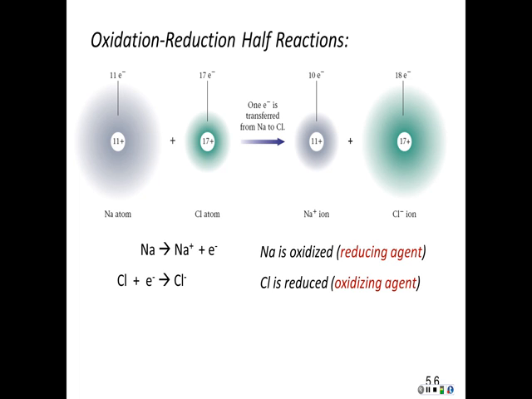We can add these two equations together and just bring everything down. Can we eliminate anything? Now we can eliminate the electron because that hasn't changed, but everything else is different. So that's then our overall equation for the reaction.